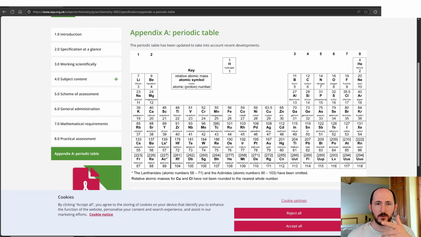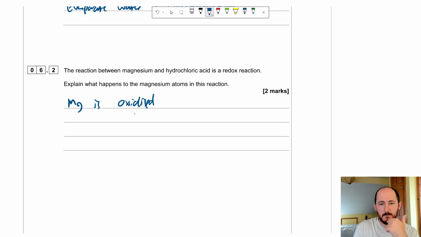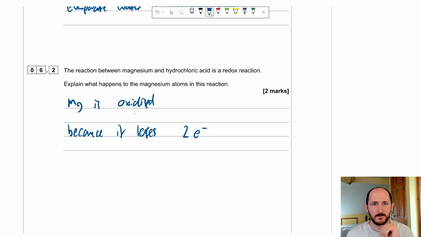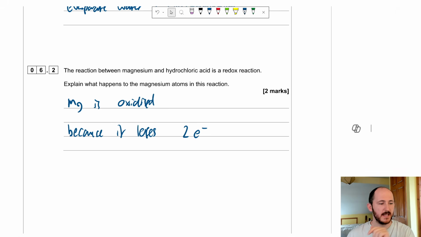Okay, now if you remember from OIL RIG, oxidation is loss, reduction is gain, if we're talking about electrons when we say loss and gain. So that means magnesium is oxidized because it loses 2 electrons. That's it. Because it's a redox reaction, you want to find which one's reduced, which one's oxidized. Use the periodic table to help you. It is there for a reason. And again, it's oxidized when you lose electrons, reduction when you gain electrons.